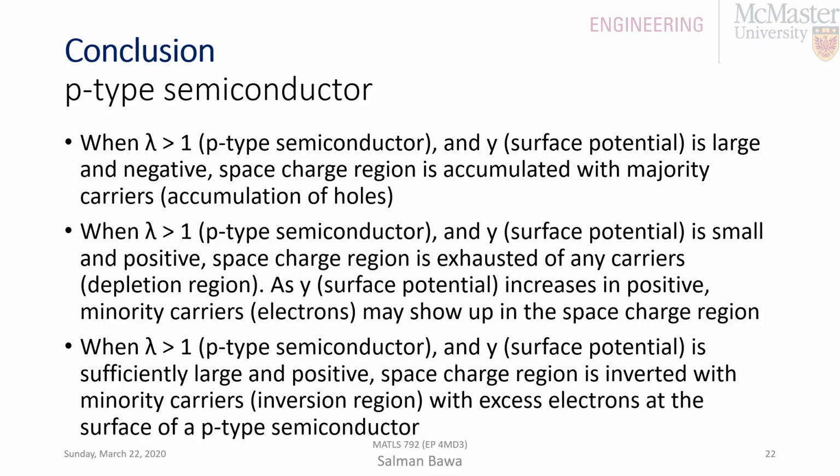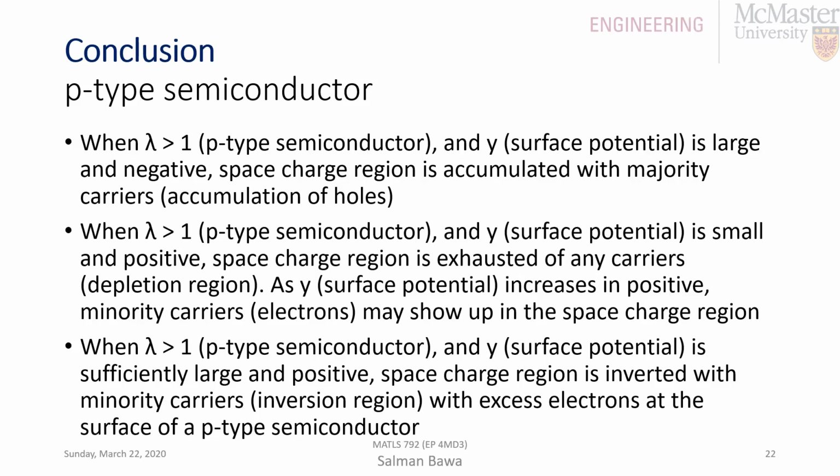Similarly, for a p-type semiconductor, when lambda is greater than 1, and surface potential is large and negative, space charge region is accumulated with majority carriers, accumulation of holes. When lambda is greater than 1 and surface potential is small and positive, space charge region is exhausted of any carriers. This is the depletion region.